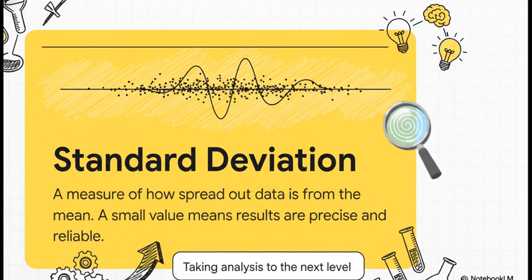All right, if you want to take your analysis to the next level, we need to talk about standard deviation. Just think of it as a number that tells you how consistent your results were. It calculates how spread out your data points are from the average. So if you get a really small standard deviation, that means all your repeat readings were tightly clustered together. And that's brilliant. It basically screams, hey, my technique was precise and my results are super reliable.